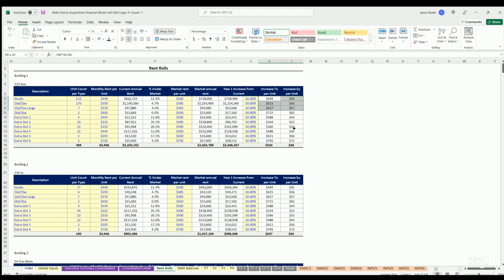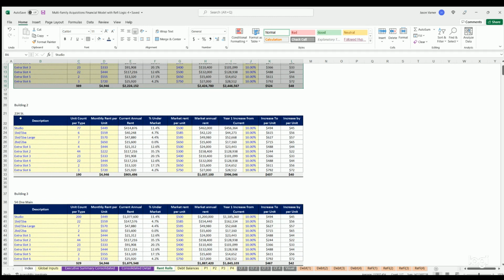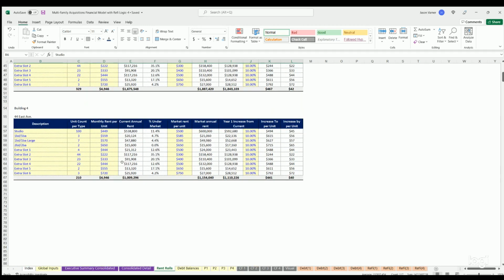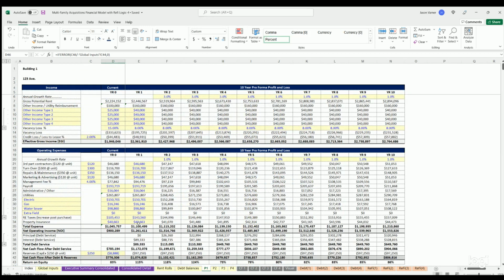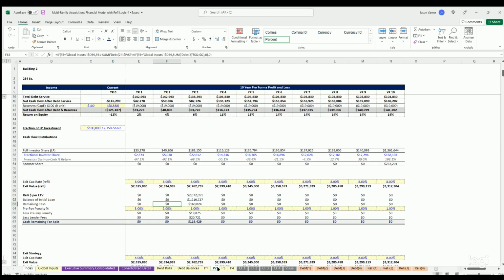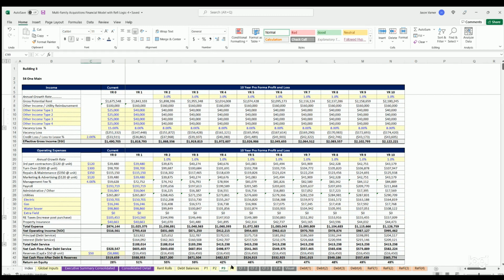And then you've also got 2 columns here to show you what you're increasing the monthly rent to. So it's going from $449 here to $494, and that's a 10% markup. And then you're increasing it by $45 in this case per unit. And then it's got that for each of the bed bath types. And I've also done that so you've got separate ones for building 1, building 2, building 3, and building 4. And then this all will flow to the pro formas here for P1, 2, 3, and 4.